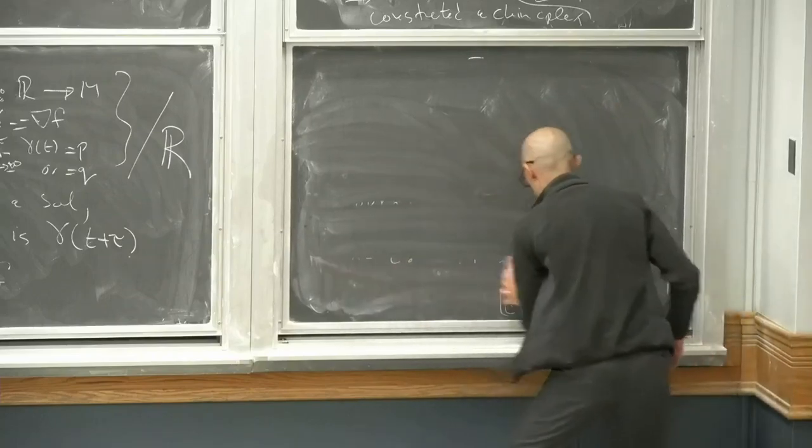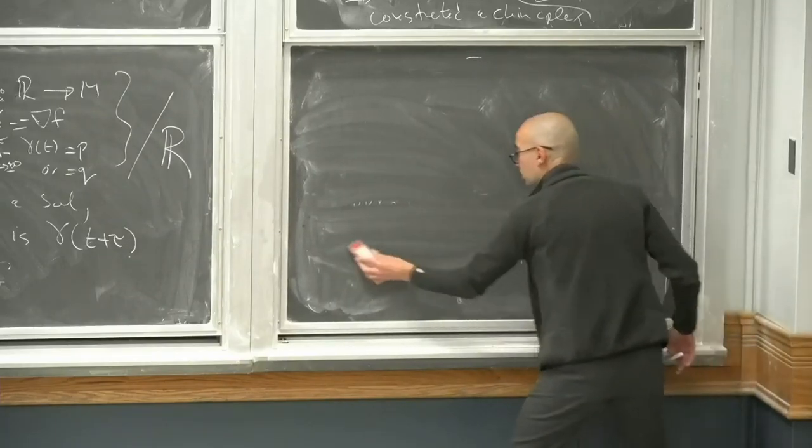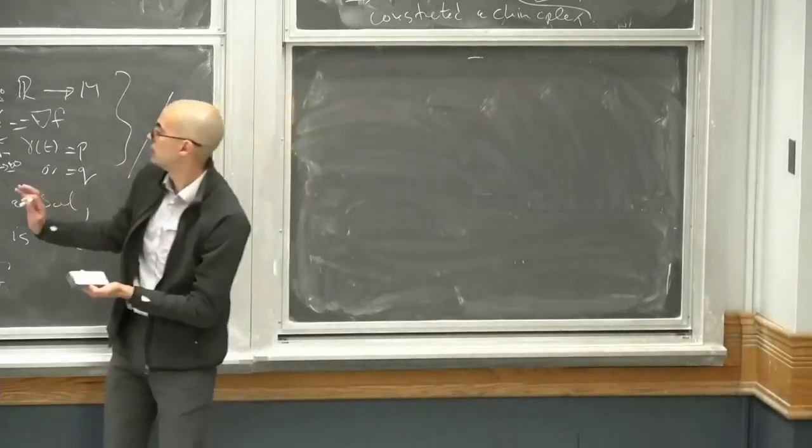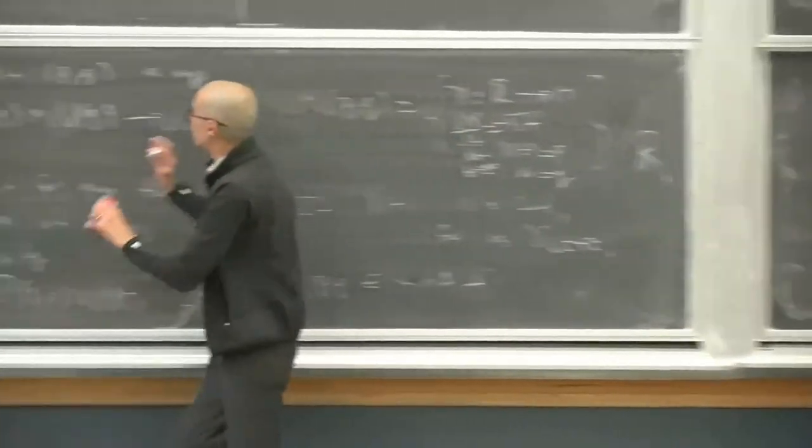Now, how does the map work though? Given a path from P to Q in this N of Q, how do you map it into N of P? No. There's no.